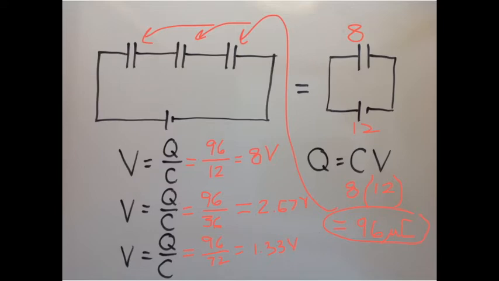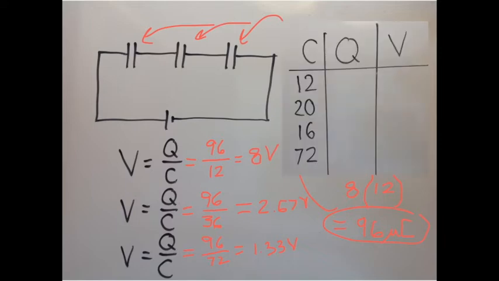Now, in terms of filling in your table, you should have filled in some values already. Here's our table, and I'll fill in the ones we can be sure of. I deliberately left out the 2.67 so that I could talk about it. 2.67 is the potential on this equivalent capacitor, which is equivalent to the 20 and the 16, which were in parallel.